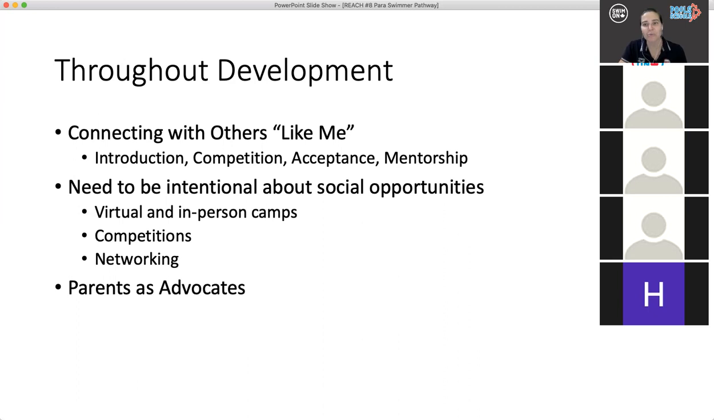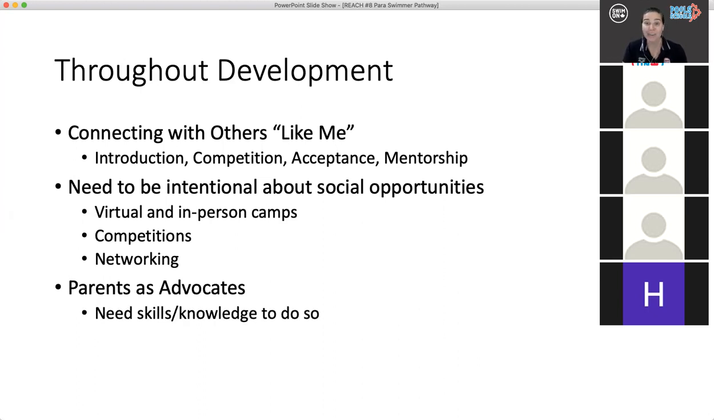The other piece that throughout development, parents are advocates. Parents, if you're a parent, you already know this, they speak on behalf of their kids. And when your child has an impairment, your role as an advocate is just stepped up that little bit more. We need coaches to be aware of that, and to see parents as someone that they're working alongside to make the best opportunities for their children, and to make sure that they are welcomed into the conversations.